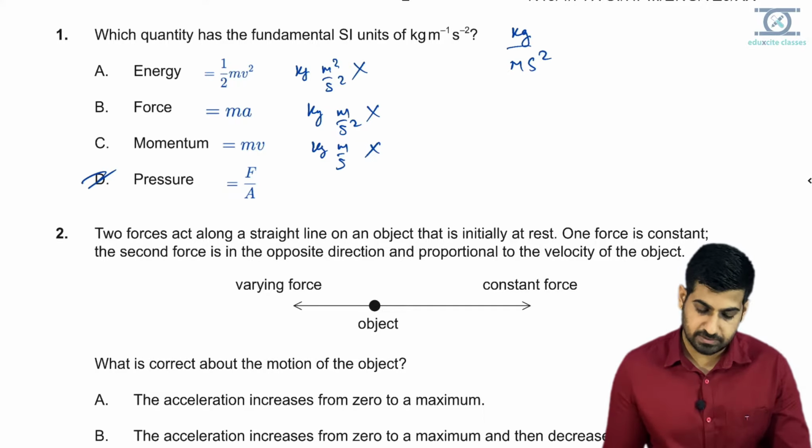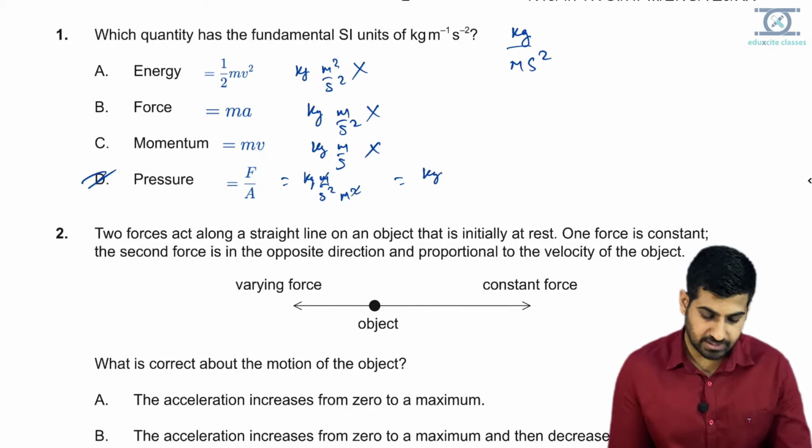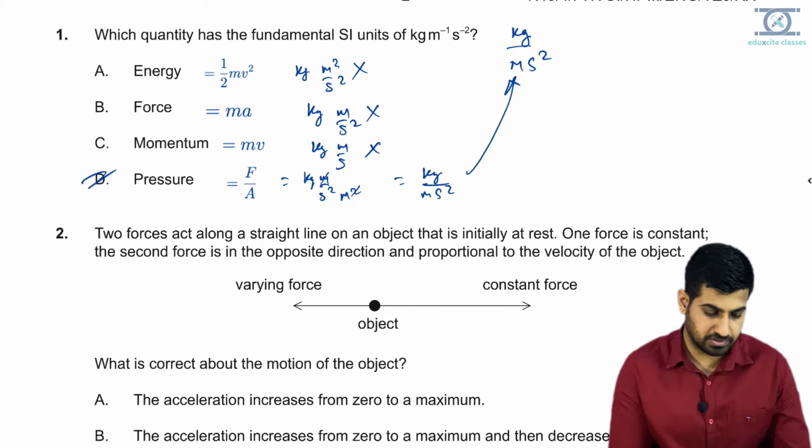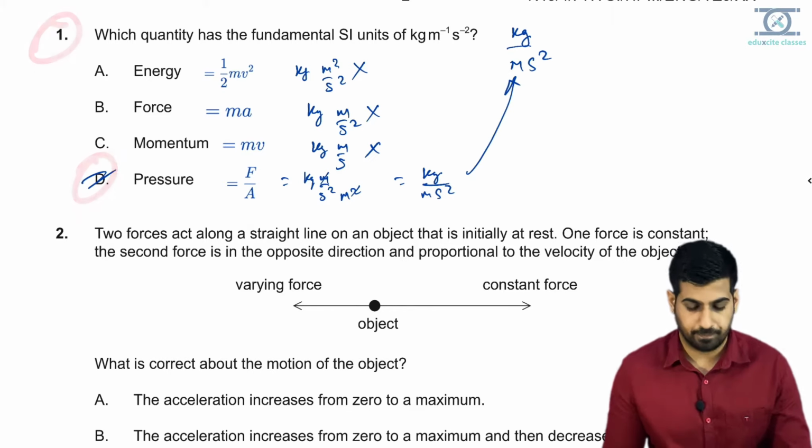So the right answer is pressure only, that is force is kg, meter upon second square, and meter square. So one gets cancelled, so we get kg upon meter second square as the respective SI unit. Okay, so for the first question, the answer is D. Now moving on to the second question.